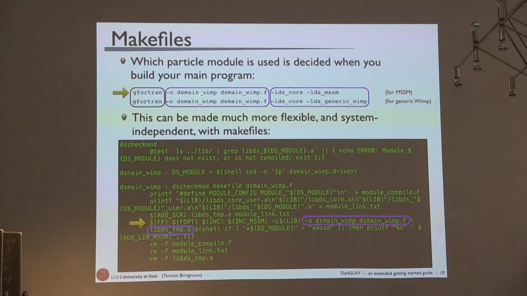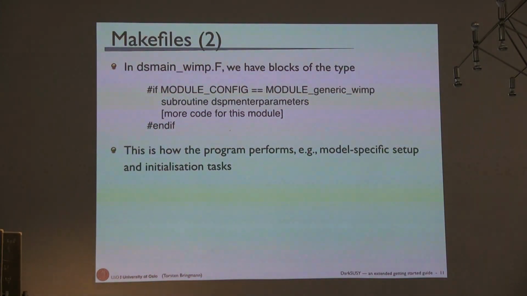Then you can recognize this part here, that's exactly what we have there. And this part here is included in complicated statements like that. So basically, in the main file, we have blocks like that, pre-compiler statements that check which model we have implemented. So this is how it works sort of behind the scenes.